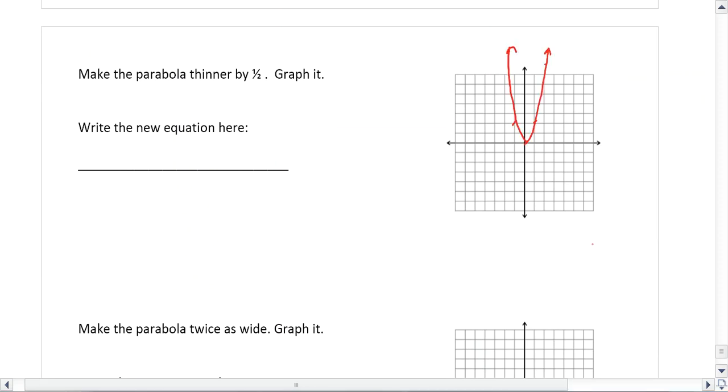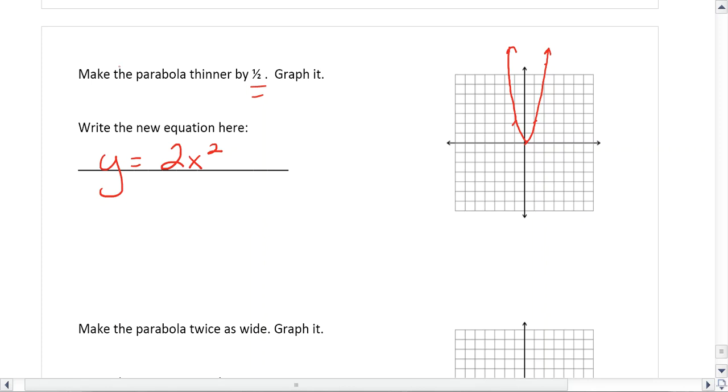so that it looks something like this. So please press pause on the video and see how you can make the parabola half as thin. Alright, I hope you found that you just need to put a 2 in front of it, which seems weird. You would think that you would put a 1/2.